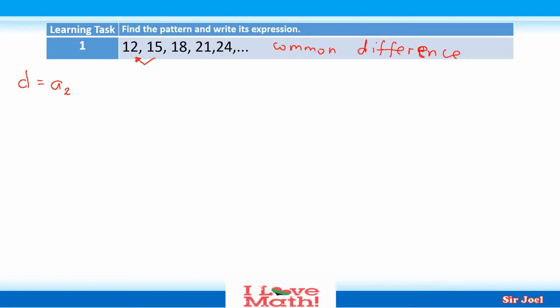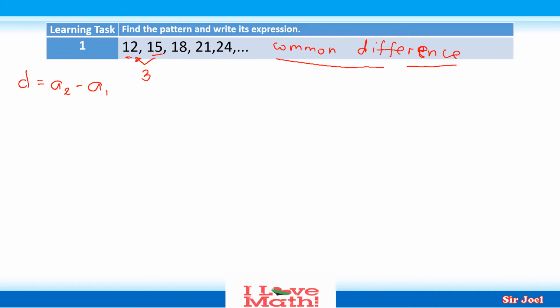Again, going back, how do we get the common difference? A sub 2, meaning the second term, which is 15, minus A sub 1. What is A sub 1? The first term, which is 12. So, 15 minus 12, the answer is 3. If this 3 continues until the end, that is what we call the common difference.